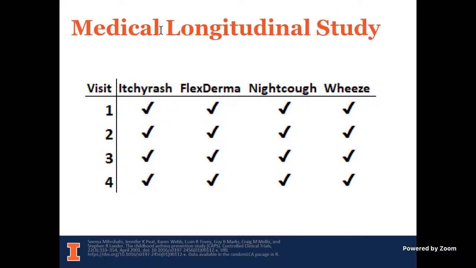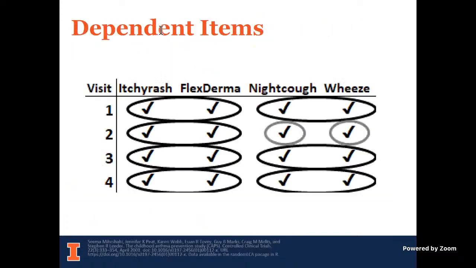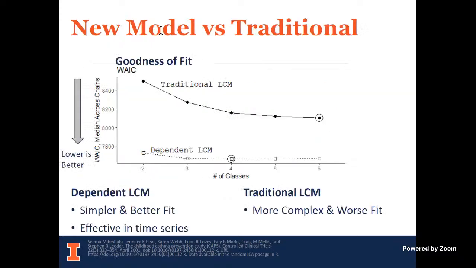You'll notice this is a bit different from the previous example. In the previous example, we found relationships between time points. Here, we're finding relationships within time points. So we're seeing some good flexibility here. Again, the goodness of fit is much stronger than your traditional model, and we're able to fit with far fewer classes. I bet the traditional model would probably need much more than six in this case, and those six classes aren't very interpretable. So we have a simpler and better fit, and we see some good effectiveness in time series.